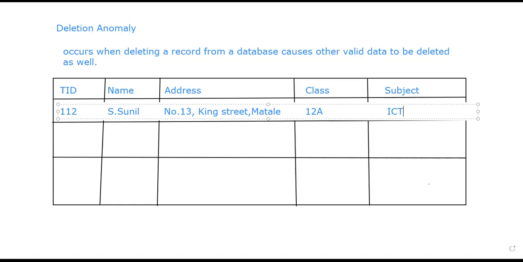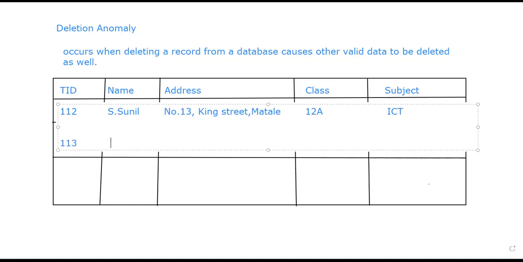Now let us come to the other teacher, 113, and the name of the teacher is K. Ramesh. The address is number 13 King Street, Mathuri. The class that the teacher is teaching is 12B, and the subject he is teaching is accounting.